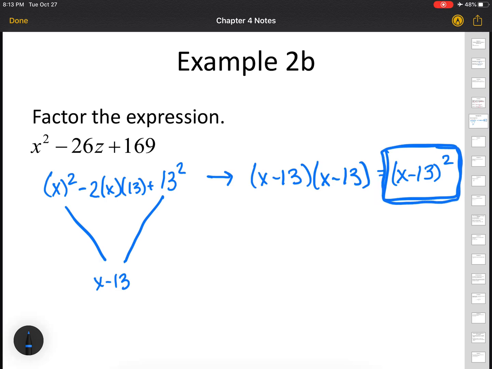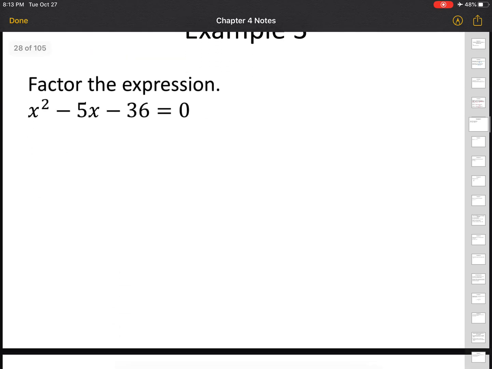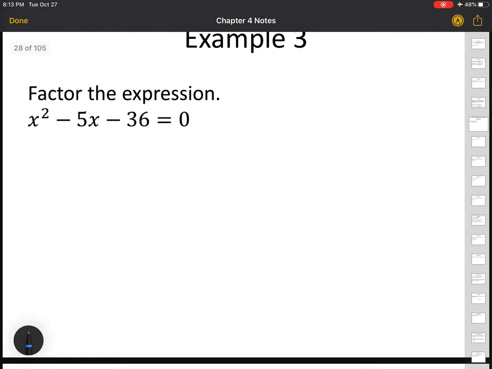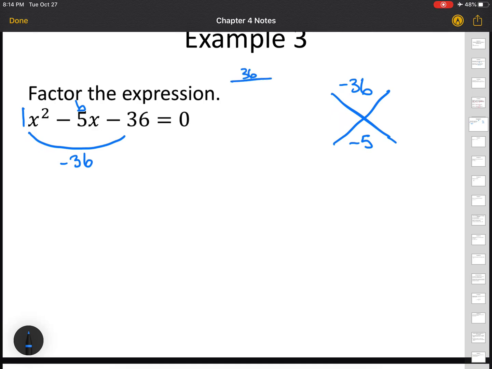And here we go. So here I have the expression set equal to 0, but we're still going to do the same exact thing. So if I'm going to multiply my 1 and my negative 36 together, I get negative 36. And that's on top of my x. So I'm putting below it my b, which is negative 5. And I'm pulling out to the side my factors of 36.